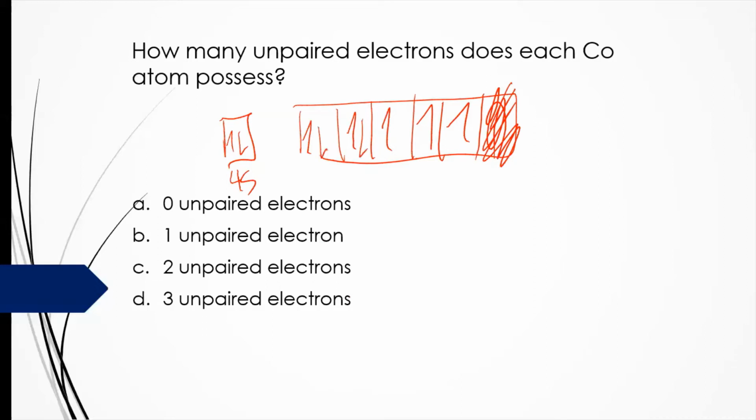And so when we look at this, we should have each orbital filled before we pair them up. And so we should have a total of 9 valence electrons, or we should have 9 electrons in these orbital diagrams. We have 2 in the 4s. We should have 7 here. So 1, 2, 3, 4, 5, 6, 7. And so we have a total of 3 unpaired electrons.